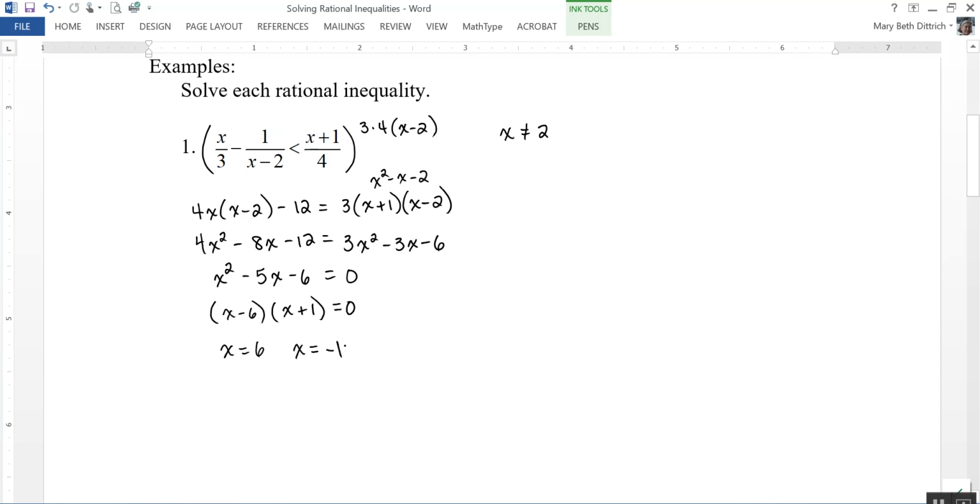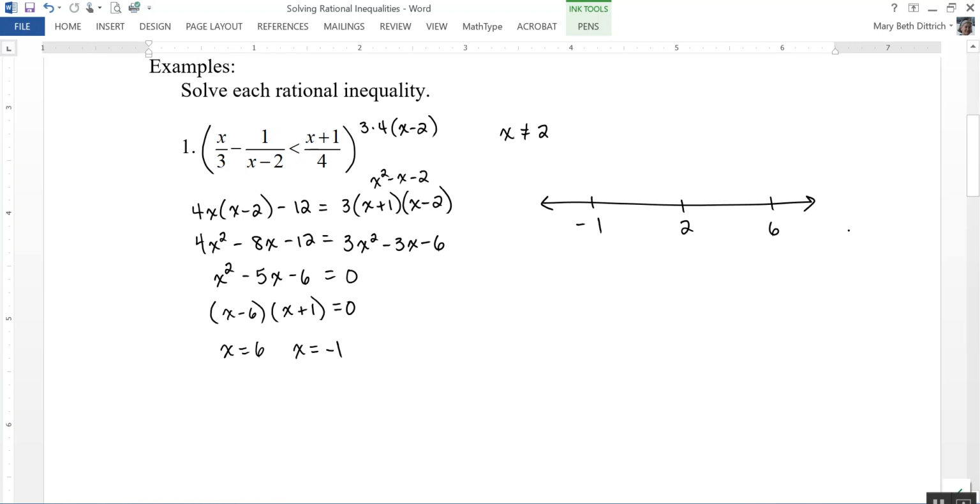Okay, so now I want to put those three numbers on a number line. So I'm going to use the two solutions that I got and my excluded value. So negative 1, 2, and 6. And it doesn't have to be exact, just make sure they're in the right order, because we're going to notice that these three numbers divide the number line into 4 separate intervals, numbers that are less than negative 1, between negative 1 and positive 2, between 2 and 6, and then greater than 6.